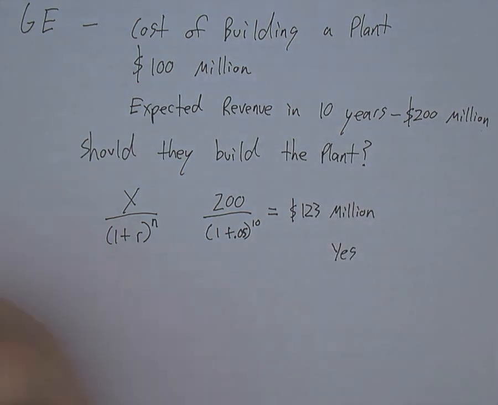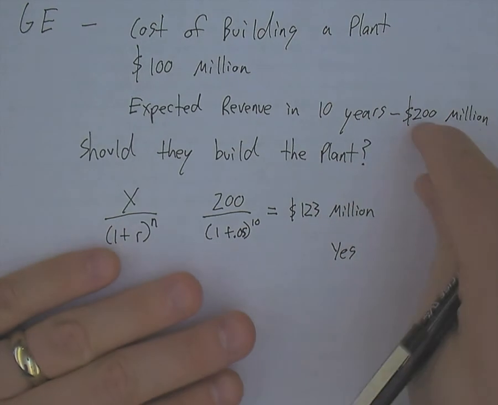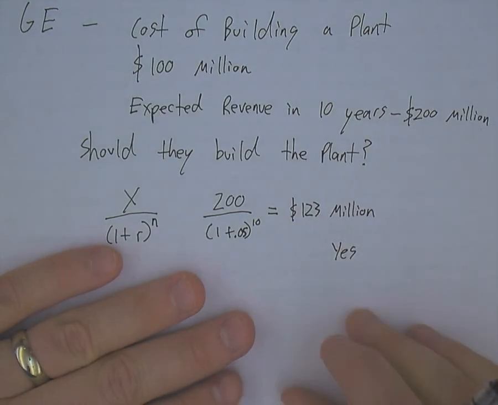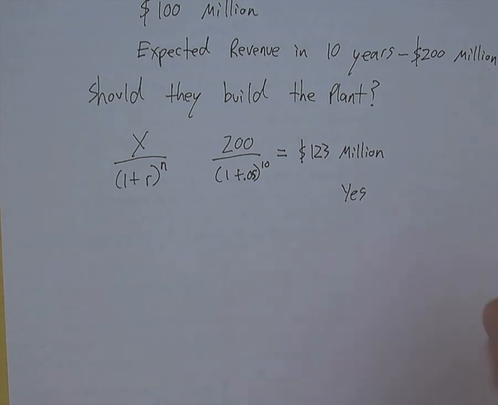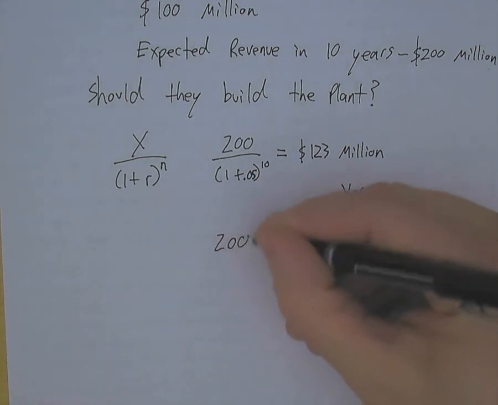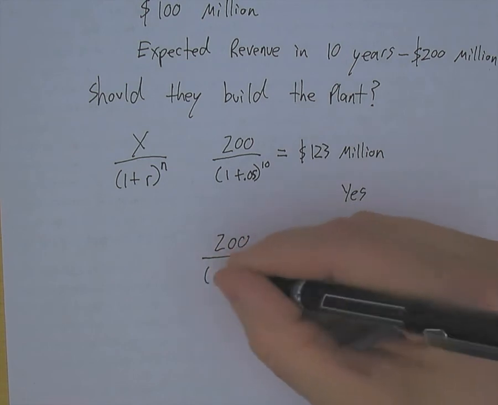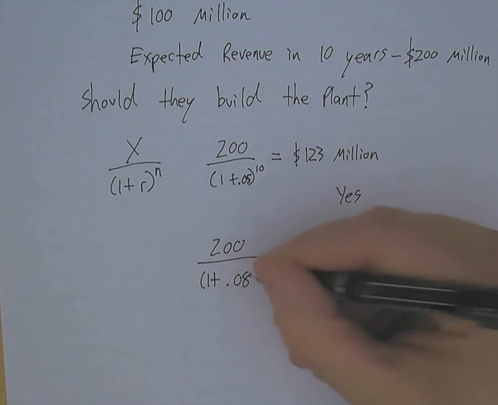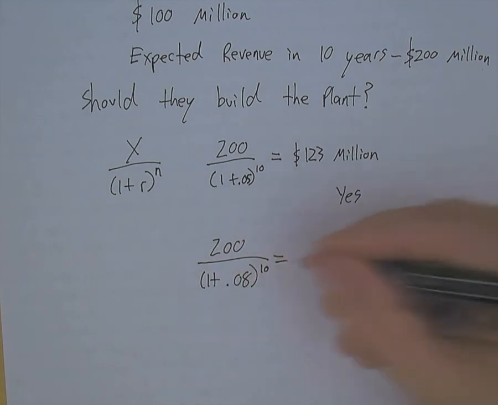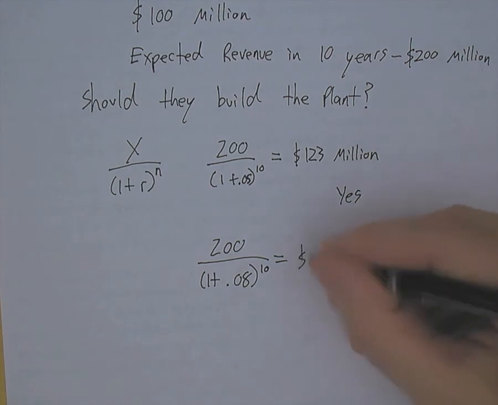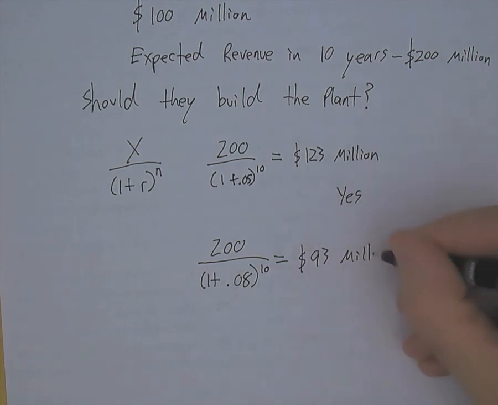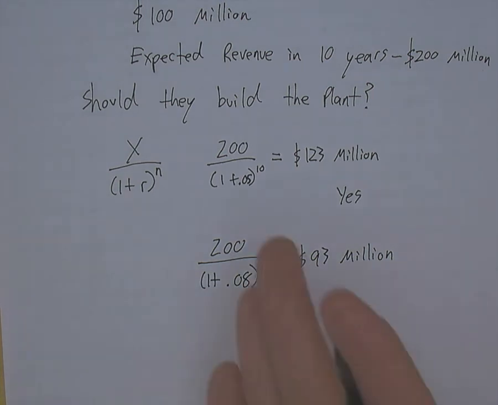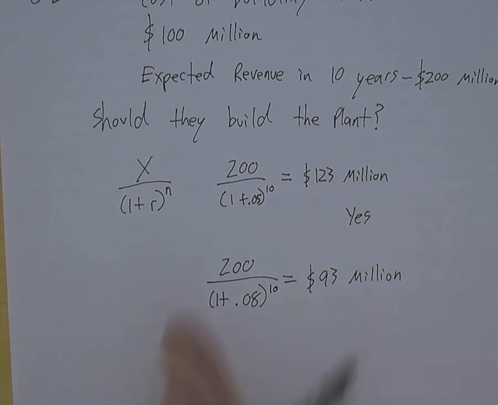Yes. It's $23 million cheaper to build the factory to get $200 million than it is to put the money in the bank. But what happens if the interest rate changes? Now, instead of the bank offering 5%, let's say they are offering 8% and still 10 years. This number comes out to be $93 million. GE would only need to keep $93 million in the bank at 8% interest for 10 years to get to the $200 million mark, where the factory would cost $100 million.